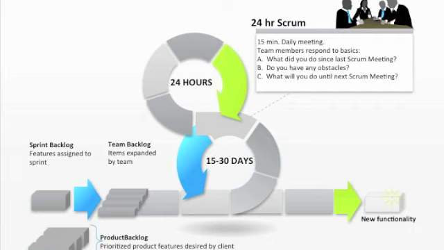During this meeting, the team members answer the following 3 questions. What did you do since the last Scrum meeting? Do you have any obstacles? What will you do until the next Scrum meeting? The process continues until finally new functionality is delivered.